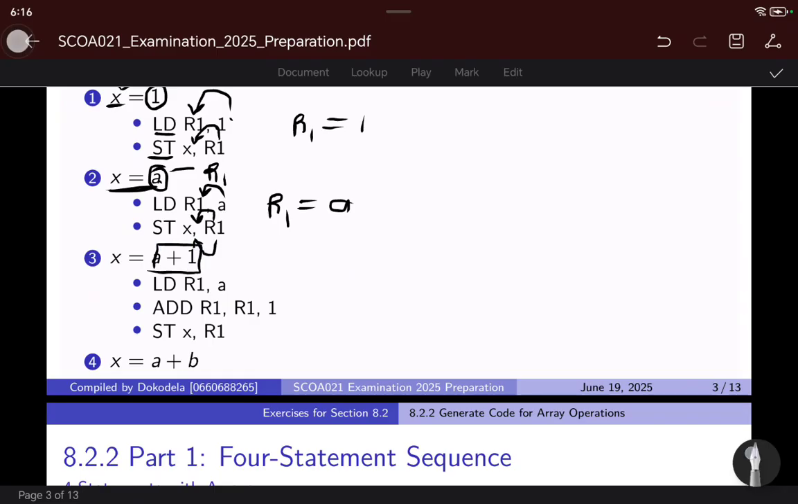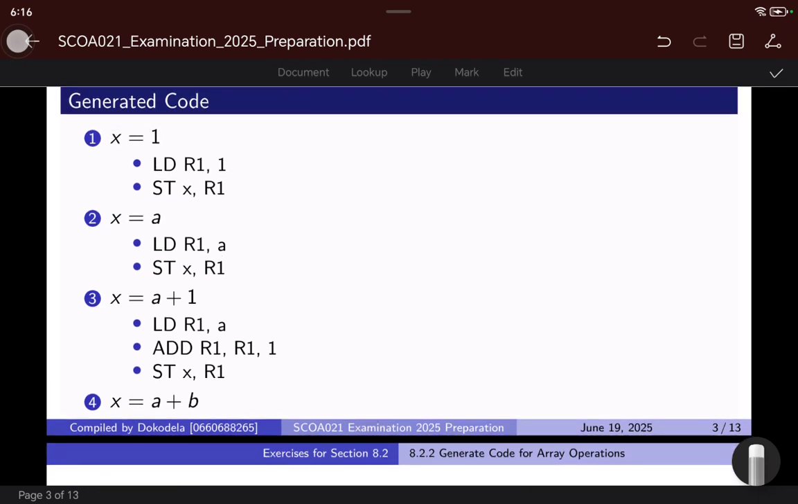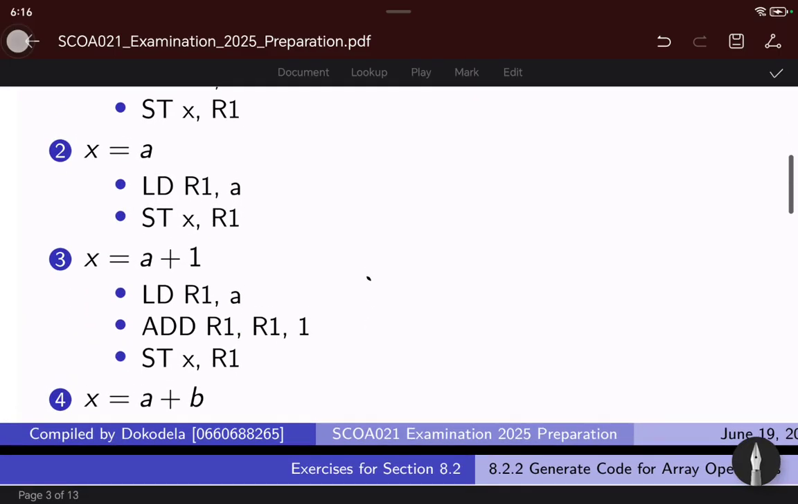You see now the expression is expanding, right? Now we have two expressions within that thing. So now we have x is equal to a plus 1. We have to load this into a certain register. Then we can add it like that.